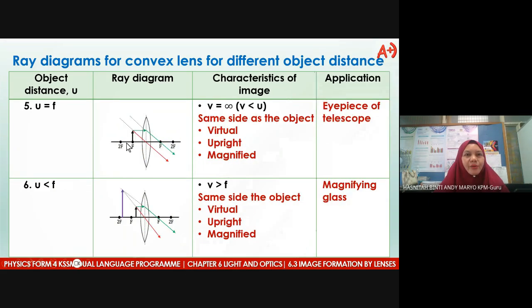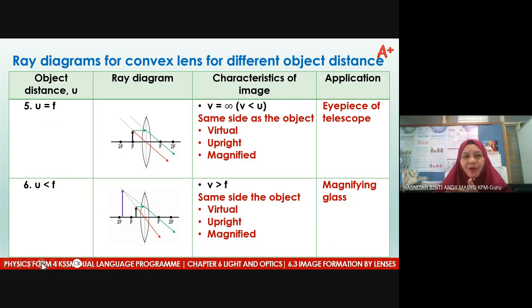Okay, now U is at F. So here, rule number 1 is applicable. Rule number 2 is also applicable. But rule number 3 is not applicable because the object is now exactly at F. So we apply rule number 1 and rule number 2. For this one, you will see these two lines are parallel. It means there is no way they are going to intersect either at this side or at the opposite side. So what happened here?